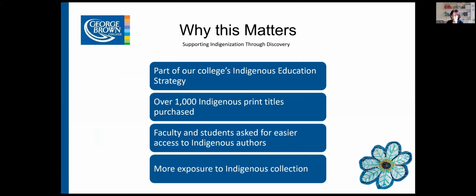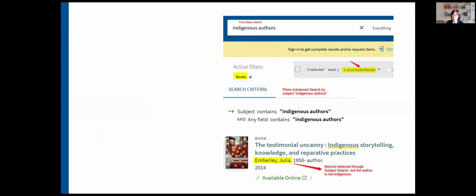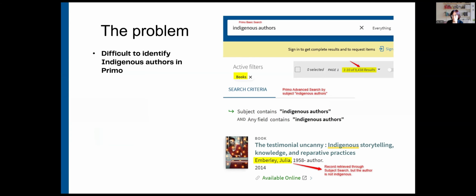But students and faculty found it difficult to search for Indigenous authors. We also wanted more exposure to our Indigenous collection, even when users weren't specifically looking for them. As you can see from the screenshots, whether you're using a basic or advanced search, it can be difficult to find resources by Indigenous authors in Primo.